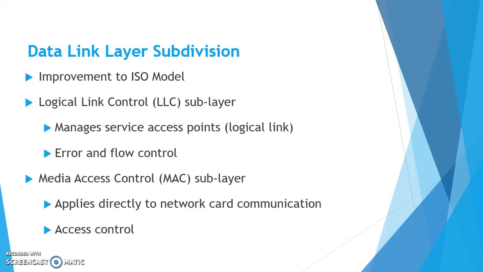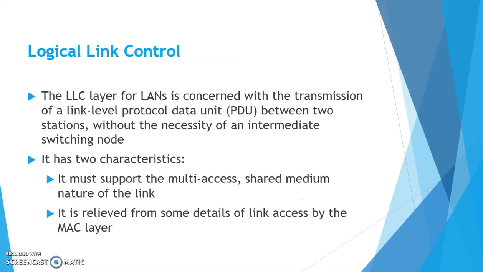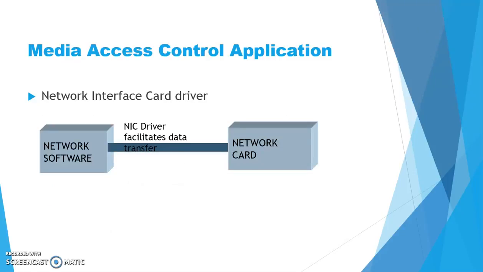The subdivisions of the data link layer are the logical link control layer and the media access control sublayer. The logical link control layer manages service access points and error and flow control. The media access control sublayer applies directly through network card communication. The logical link control for LANs is concerned with the transmission of a link level protocol data unit between two stations without the necessity of an intermediate switching node. It has two characteristics: it must support the multi-access shared medium nature of the link, and it is relieved from some details of link access by the MAC layer.